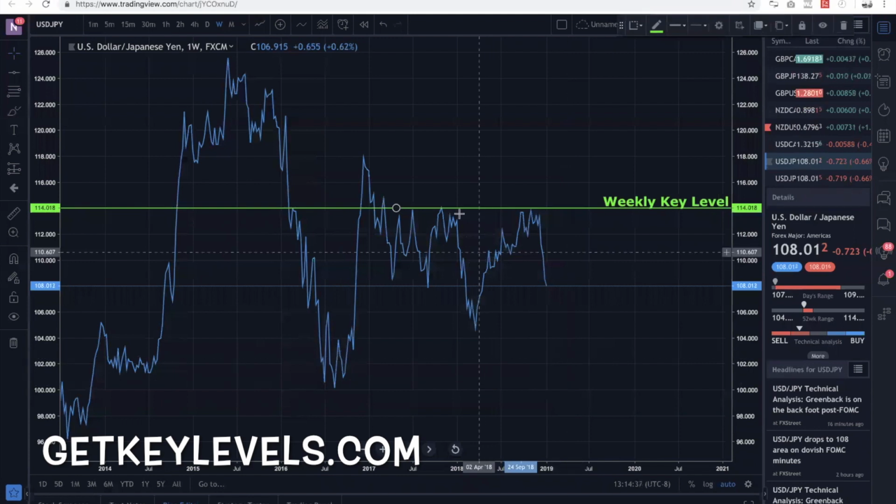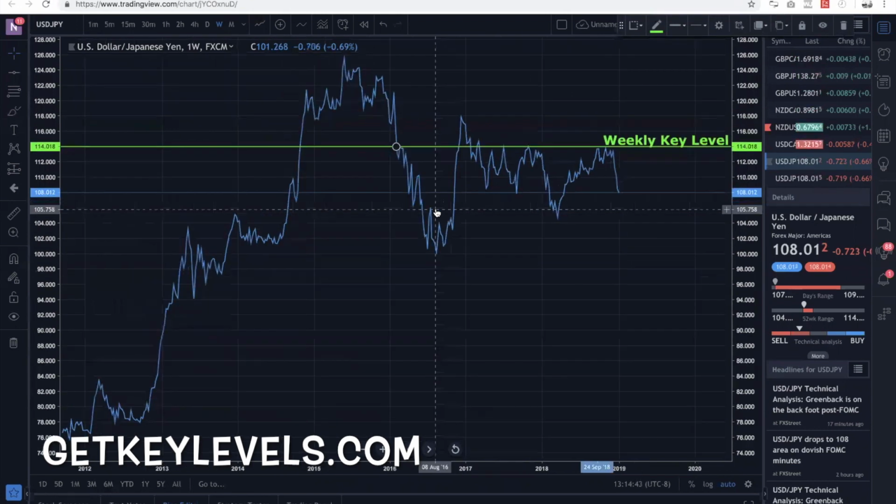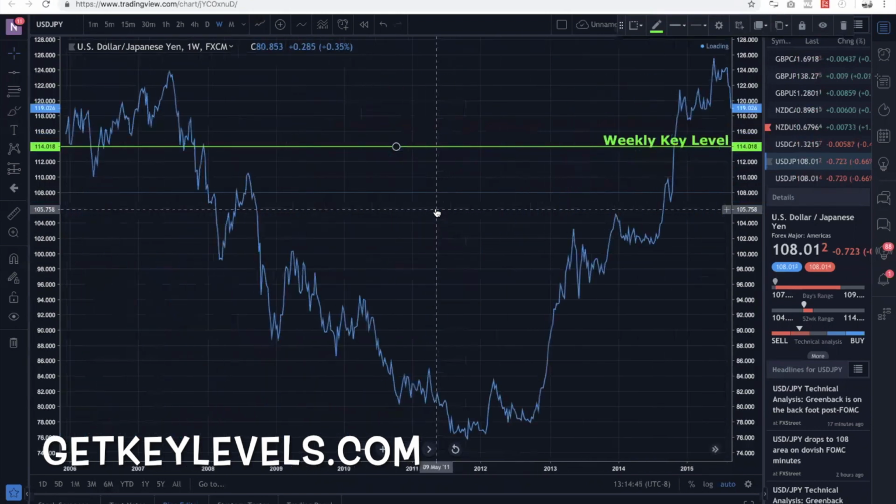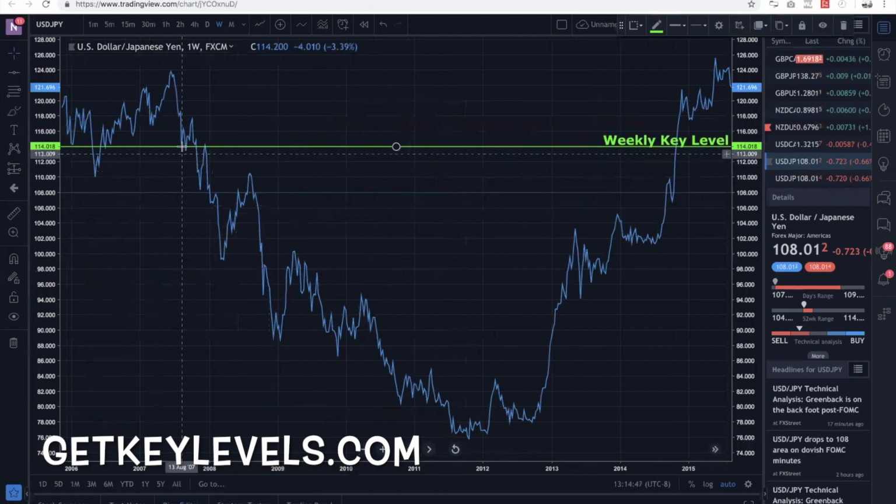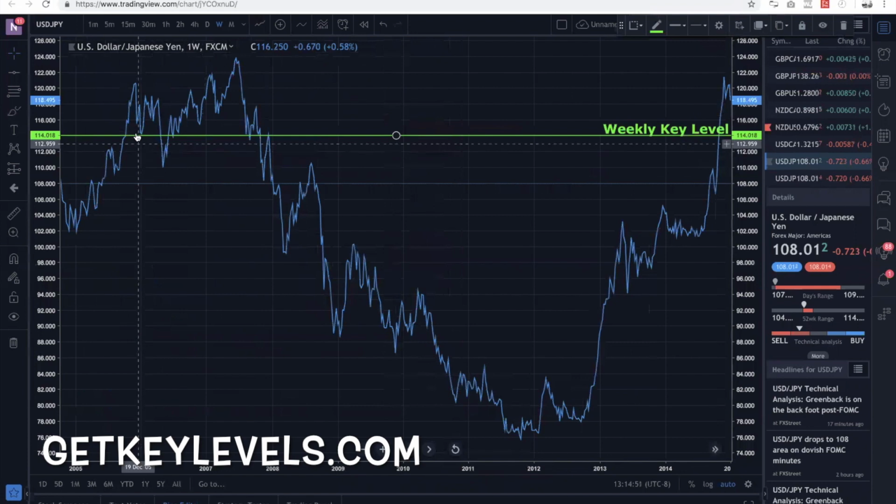Nice. So I have a weekly key level. Now I see it acting as a resistance. Now remember, we need a resistance and an area of support, okay? So I'm going to go to the left. And I do see some support right here, some more resistance right there. And I do see some major support right there.